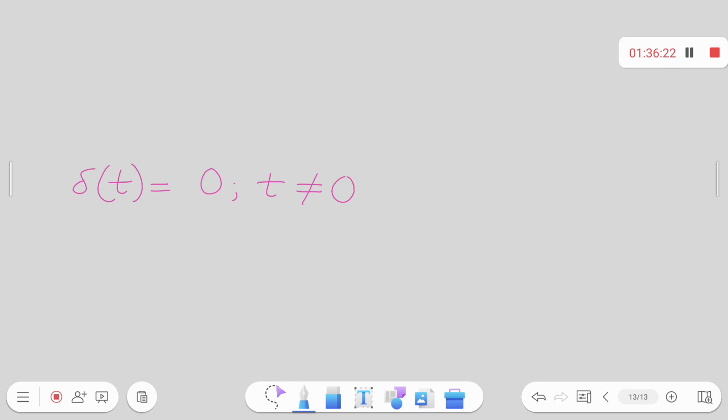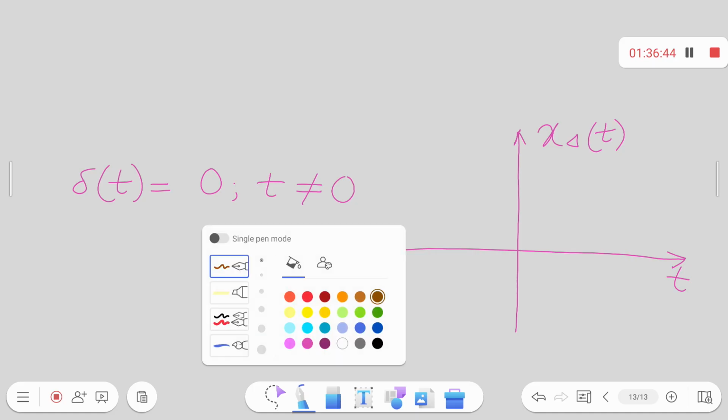But we cannot define infinity. Ideally, you can say it's infinity for very small delta. So how to define infinity once again? The question is, how can I define infinity? Basically, how to visualize this delta function. This is t. Let's define this function x of delta t, right?